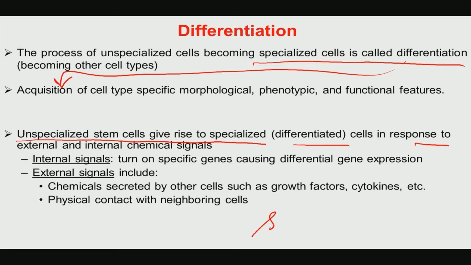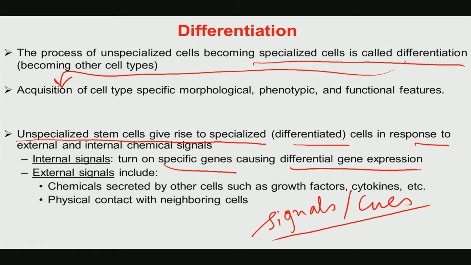Now, in the biology literature or in the biomaterials literature, these signals or cues are used very interchangeably. These internal signals essentially turn on specific genes, causing differential gene expression, and external signals mean either physical contact with neighboring cells, or a scaffold or biomaterial substrate which has a different elastic stiffness or substrate stiffness.